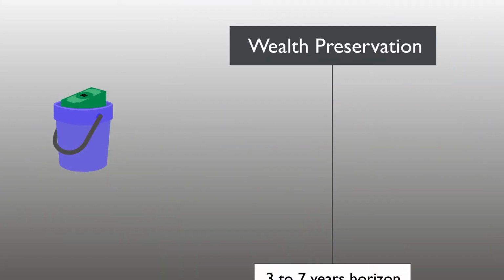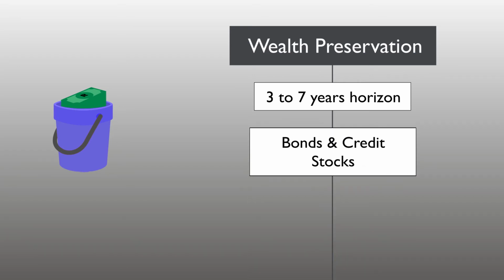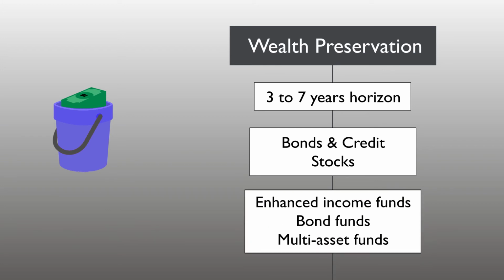Your second bucket covers the 3 to 7 year time horizon, often referred to as the wealth preservation strategy. This bucket includes longer dated interest-bearing assets like bonds, corporate credit, as well as stocks. These assets are found in enhanced income funds, bond funds, and low-risk multi-asset funds.